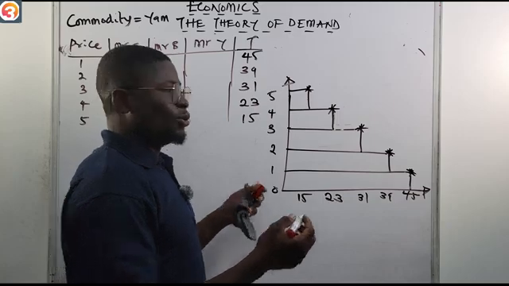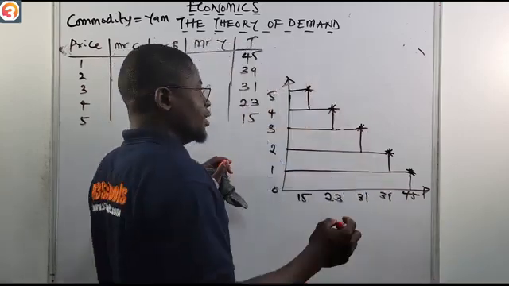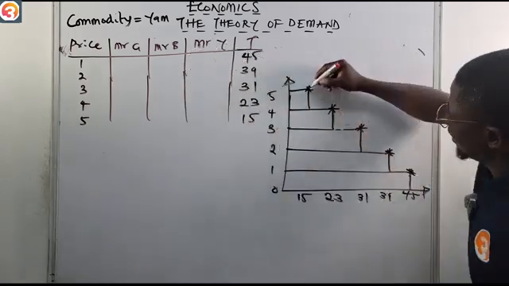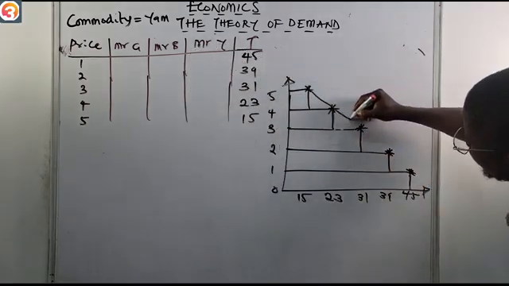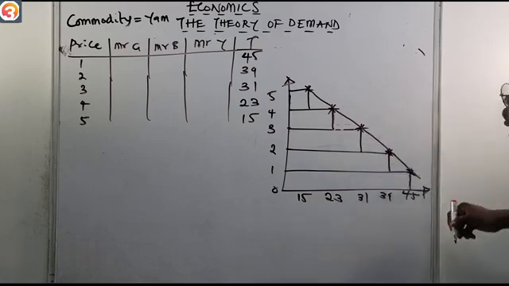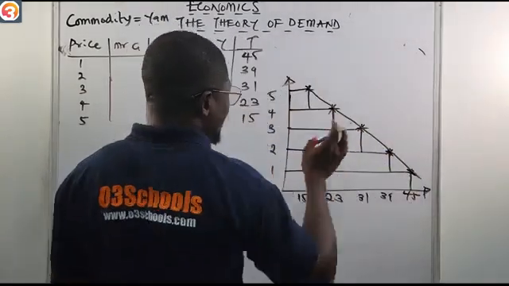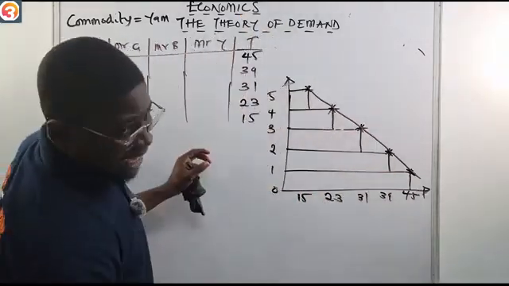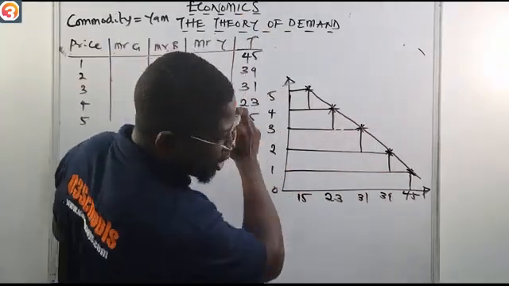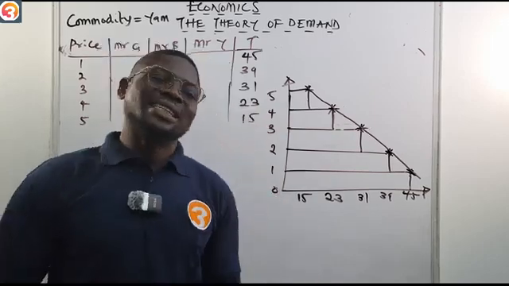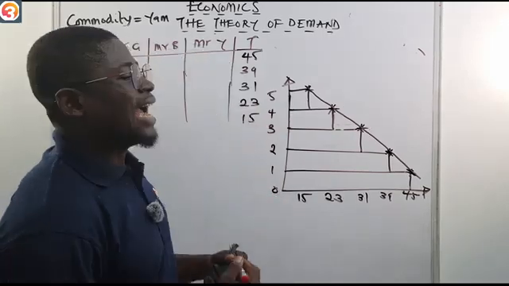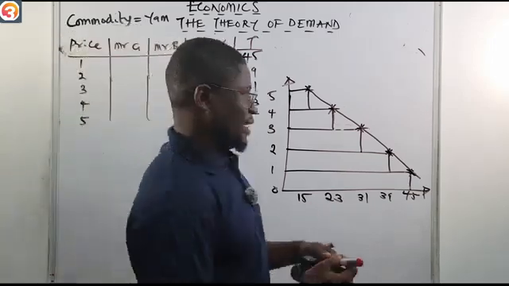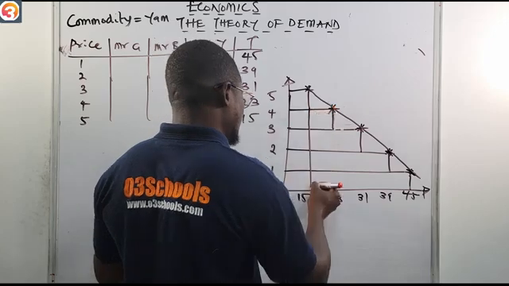Also, we join these points with a ruler. I don't want to draw rubbish, but let us try. So we join them, and as you can see, the slope goes from top to bottom. The curve slopes downward, indicating that at lower prices, higher quantity is demanded, and at higher prices, lower quantity is demanded. So you can also complete this.